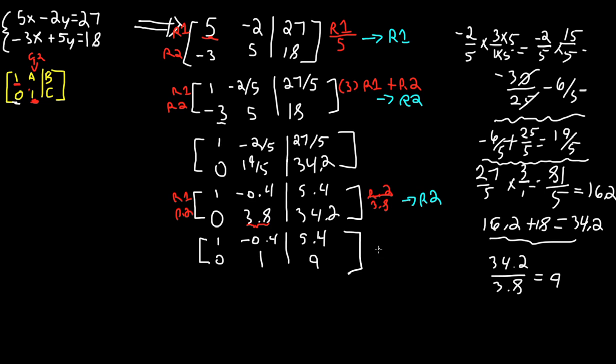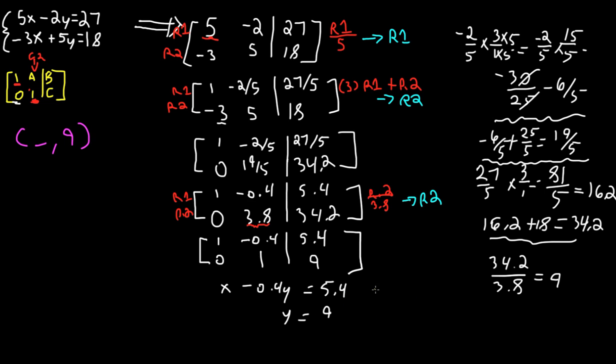So now let's translate this into these linear equations. We have x minus 0.4y equals 5.4, and we have y equals 9. So we have our first ordered pair, our first one of our solutions so far. We don't have our x, but we do have our y, which is 9. Now all we've got to do is plug that 9 into this equation, x minus 0.4y equals 5.4.